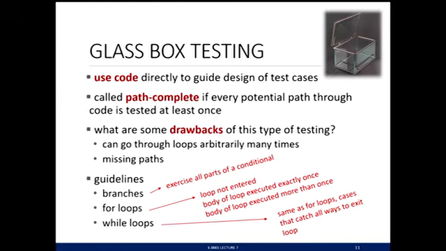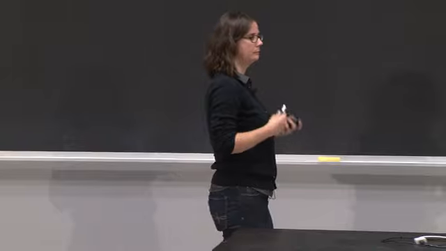So for branches, when you're doing glass box testing, you should just exercise all of the parts of the conditional. So make sure you have a test case that goes through each part of the conditional. For for loops, make sure you have a test case where the loop is not entered at all, where the loop is entered one time, and when the loop is entered just some number more than once. For while loops, similar to for loops, except make sure you have test cases that cover all of the possible ways to break out of the while loop. So if the while loop condition becomes false, or if maybe there's a break inside the while loop, and so on.